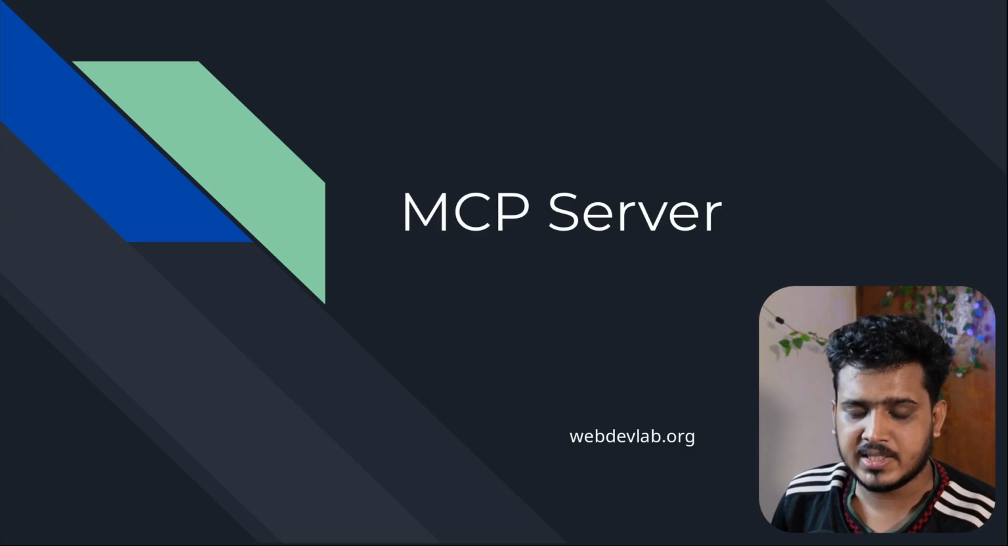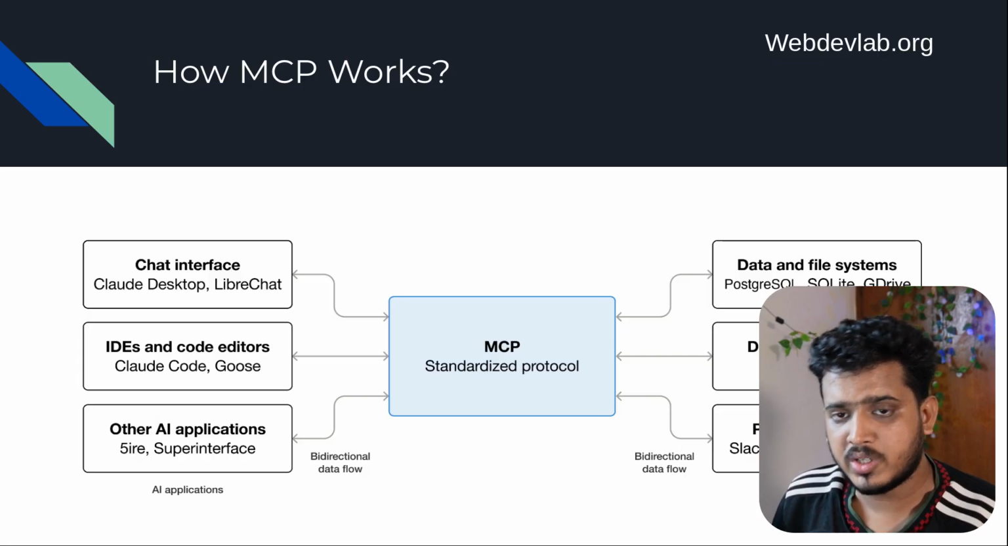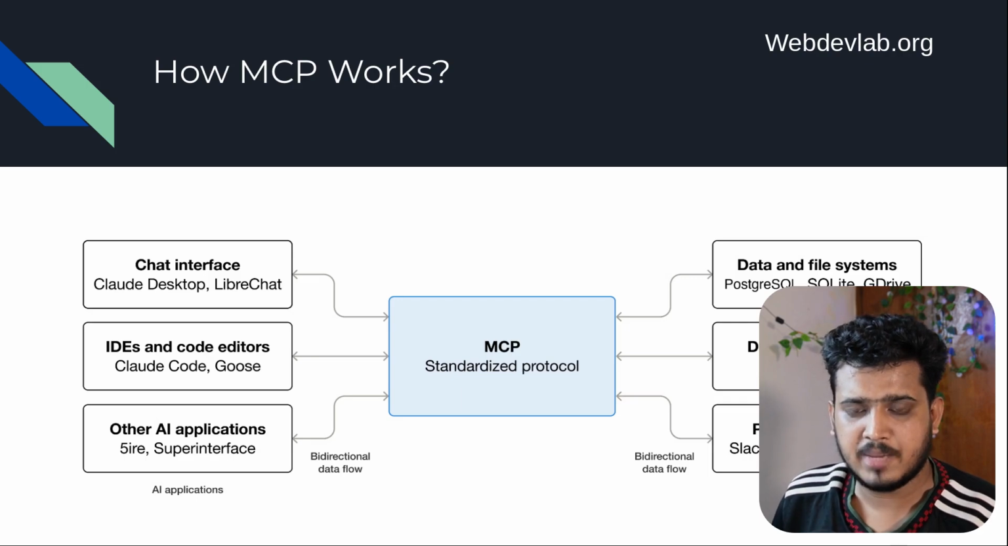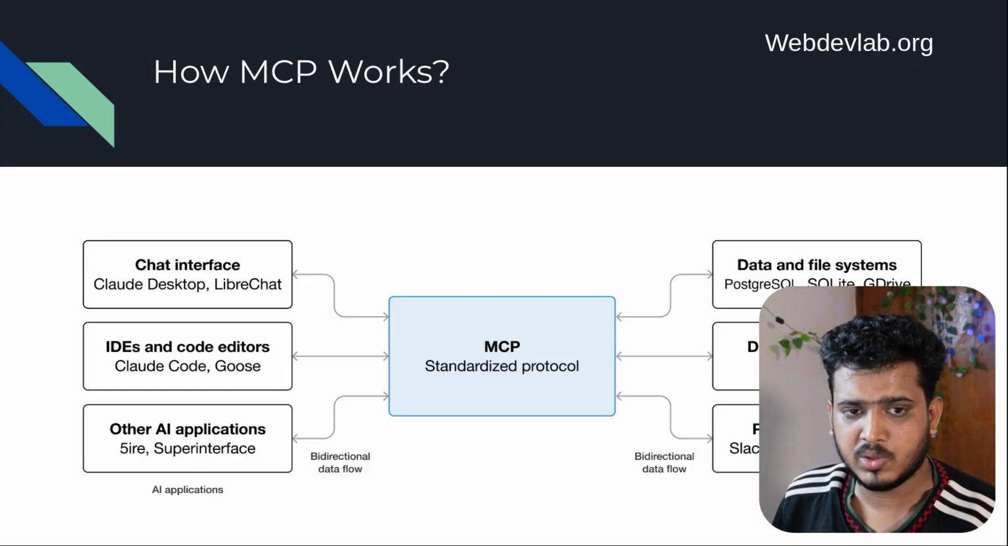AI applications such as chat interfaces, IDEs, or code editors, for example, Claude Desktop, LibreChat, Visual Studio Code, often need to access real information like files, logs, or database content. Instead of connecting directly to each tool or data source, those applications use Model Context Protocol, or short form MCP. The AI application is also called the MCP host. This is the main software the user interacts with. It manages and coordinates connections to multiple MCP servers.